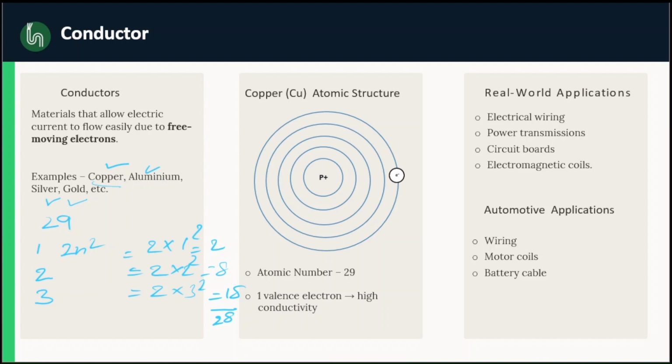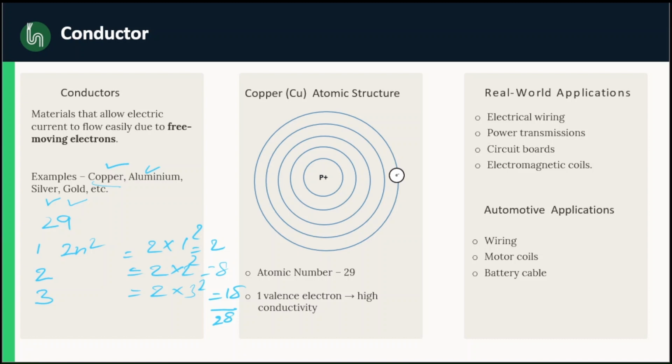We usually use copper in automotive, but there are places where we use gold. Why do we use copper? It is economically good and its strength is good. Gold and silver we do not use because they are very expensive, and aluminum's strength is less. So copper is extensively used in automobile applications.